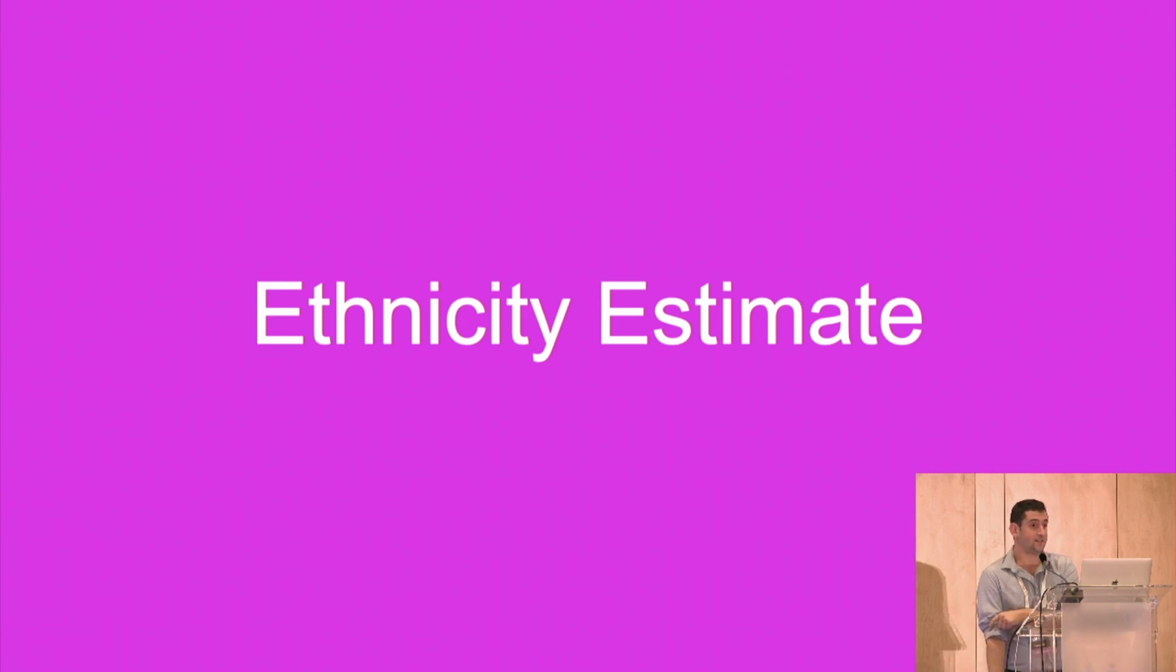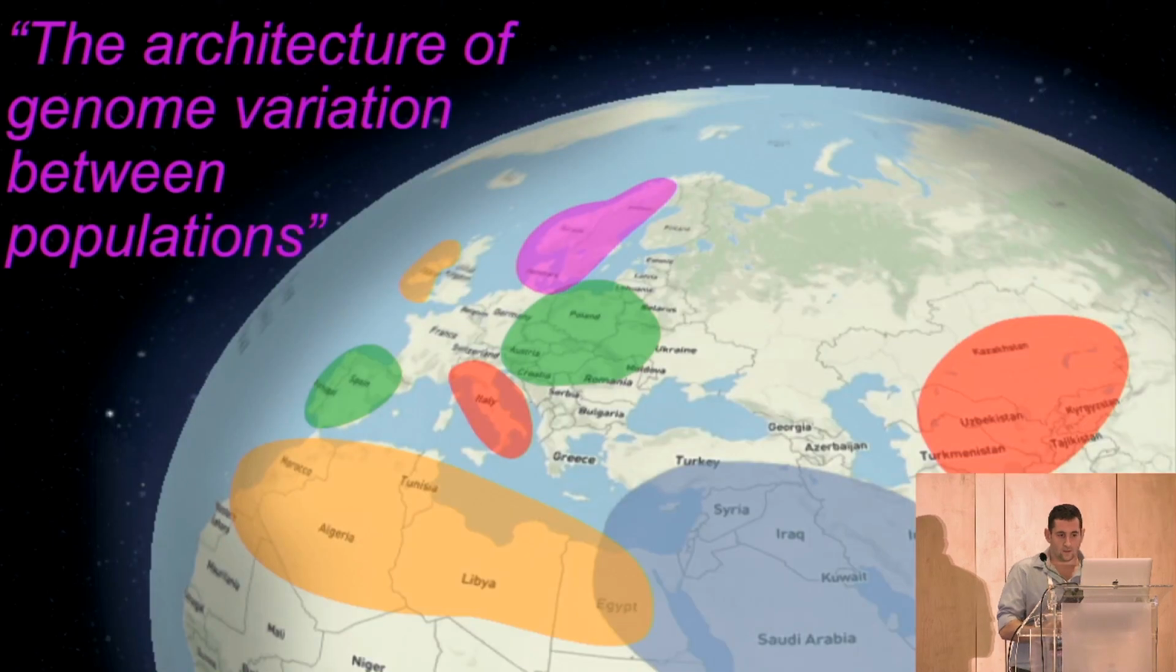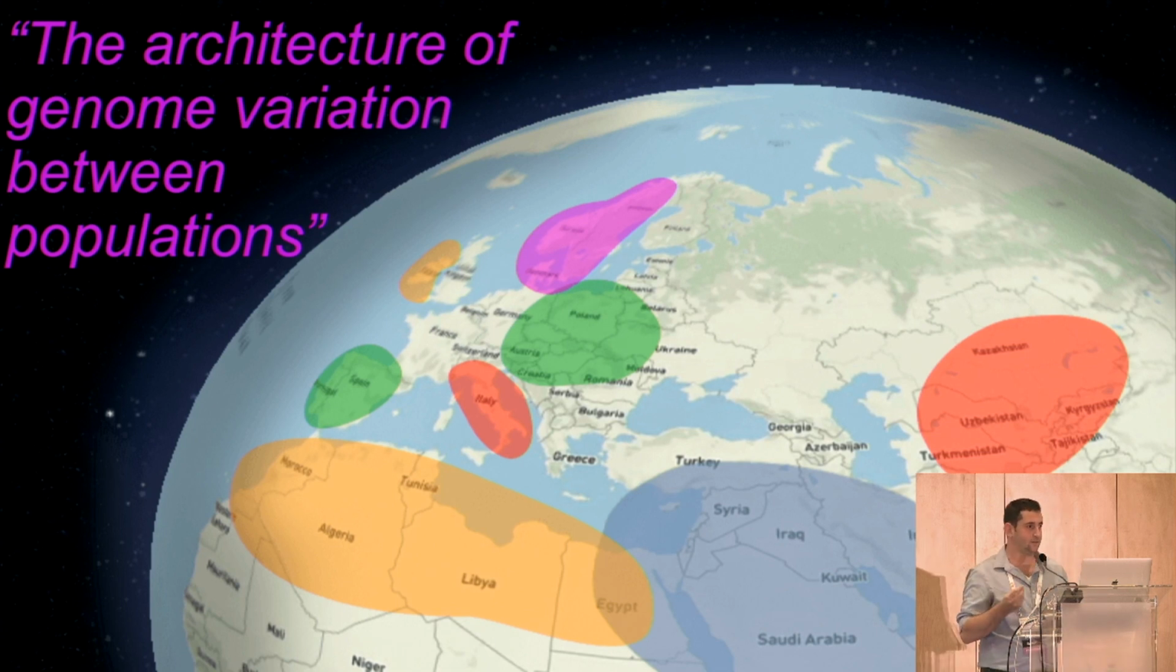And now let's talk about how we're doing ethnicity estimate. The definition I like the most for ethnicity estimate is the architecture of genome variation between populations. We know that various populations around the world have certain characteristics in their DNA that are unique to them. The tough part is to figure that out. First, define those populations, and then define what's unique to them. Sometimes it's done the other way around. We first find something that's unique to a group of people, and when we look at the people, we can see locations that come back again and again, or something that's unique to them.